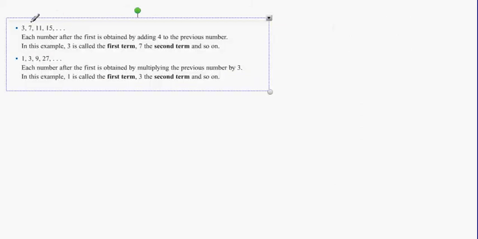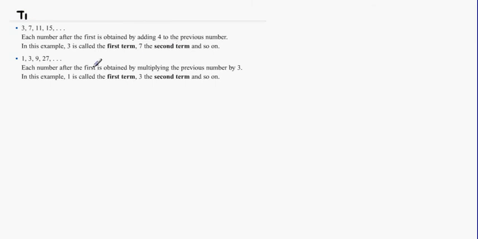Okay, so example 3, 7, 11, 15. Each number after the first is obtained by adding 4 to the previous number. In this example, 3 is called the first term, or T1, and 7 the second term.